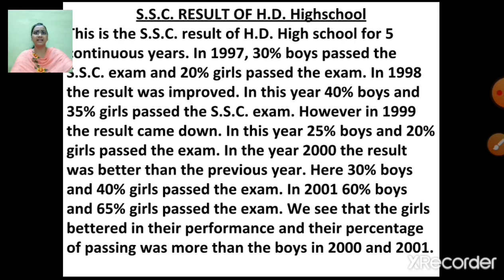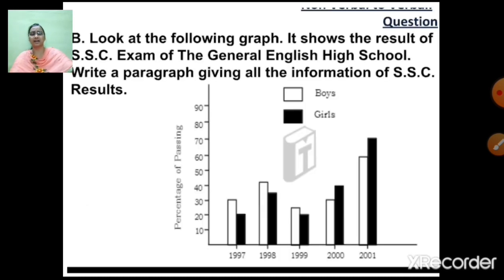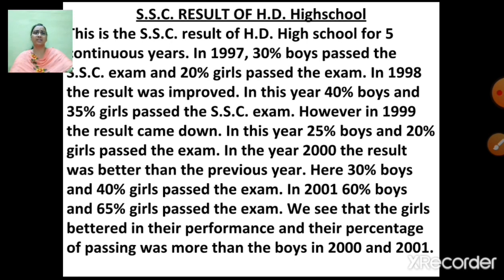However, in 1999, the result came down. In this year, 25% boys and 20% girls passed the exam. Now, in the 1999 graph, you can see here, okay, even the boys have not performed and girls have also not performed. So that is why we have written that in 1999 the result came down. In this year 25% boys and 20% girls passed the exam.